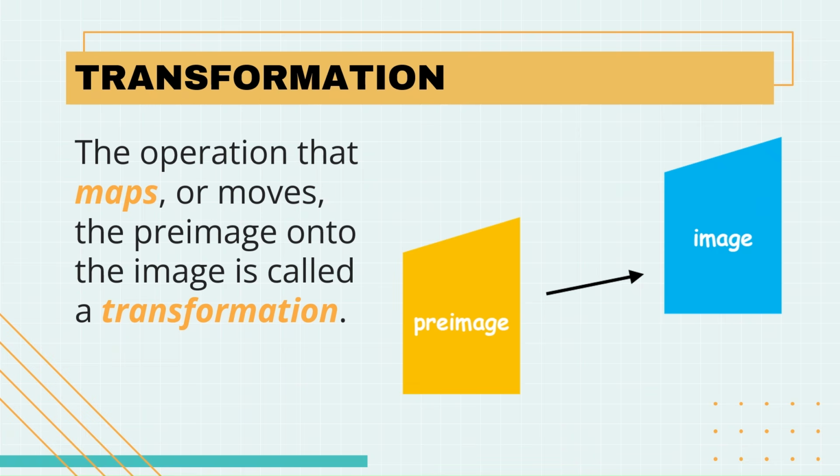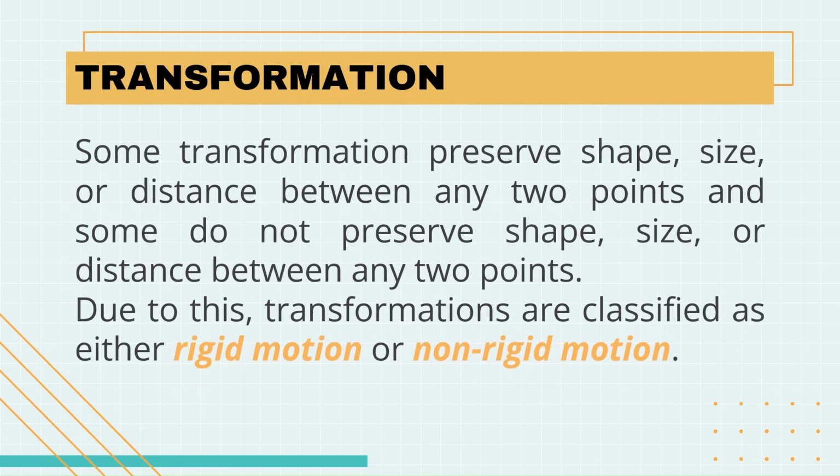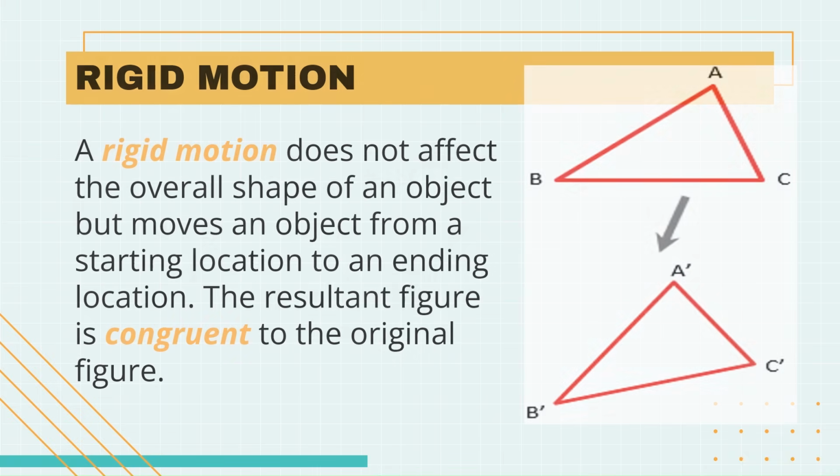Now, not all transformations are the same. Some transformations keep the shape and size the same, but some of them change them. That's why we classify them into rigid motion and non-rigid motion. A rigid motion is when an object is moved from one location to another and the size and shape of the object have not changed. So the resultant figure is going to be congruent to the original figure.